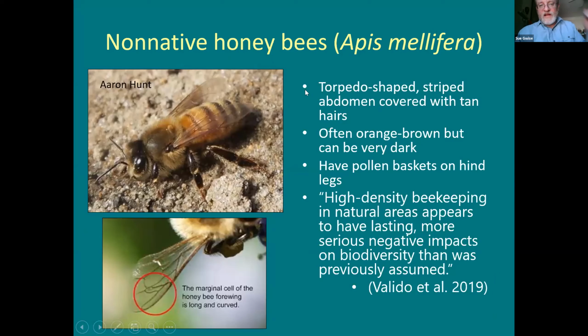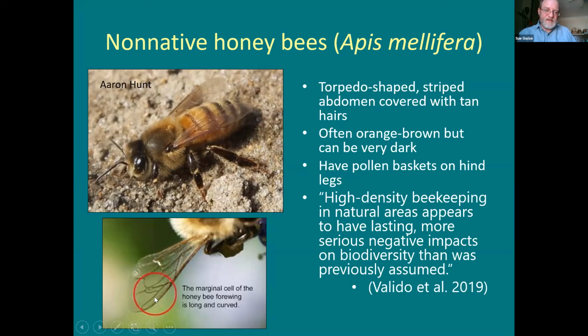A little bit more about honeybees. So for their identification, some key characters are the shape, that's sort of a torpedo shape with a striped abdomen that's orangey brown or often can be very dark. Again, they have pollen baskets. I'll try to bring my arrow back and show you. This is a pollen basket, a scopa it's called. And then the key characteristic is the cell of the wing.